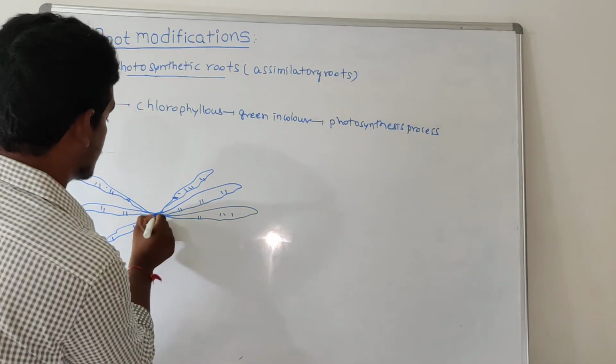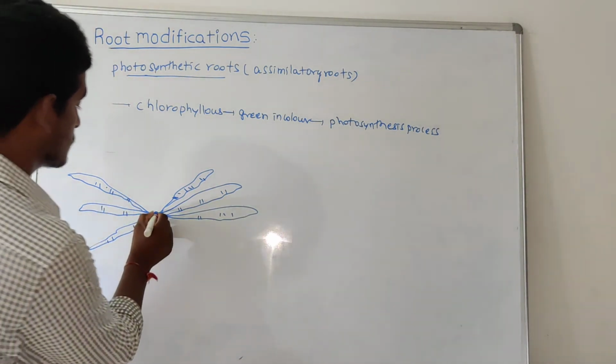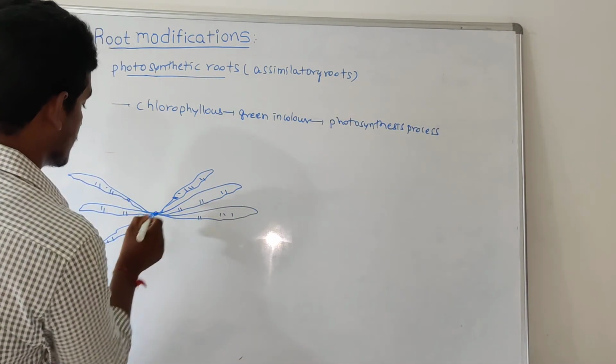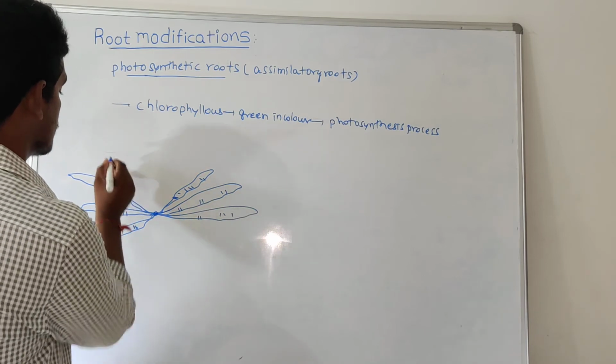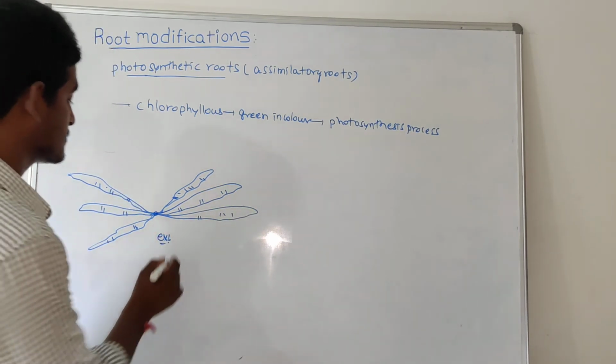Some aquatic plants like Trapa and Tinospora. These are the plants, and those are the roots. They are green in color and have chlorophyll. That's why they can easily perform the photosynthesis process.